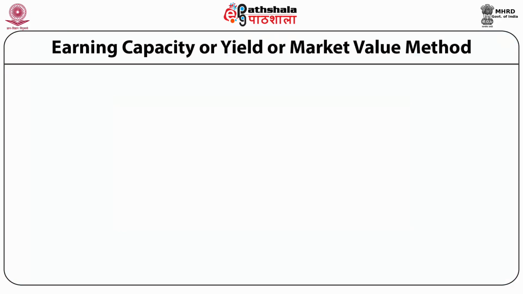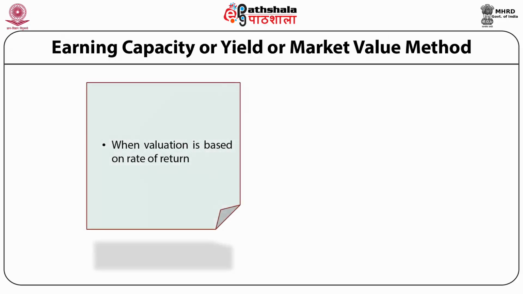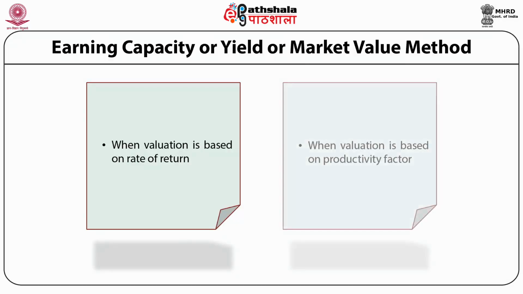As this method of valuation of shares includes intangible assets such as goodwill and trademark, it is not a reliable one. Earning capacity or yield or market value method. There are two ways to compute the value of share under this method of valuation, which are as follows. First, when valuation is based on rate of return. Second, when valuation is based on productivity factor.